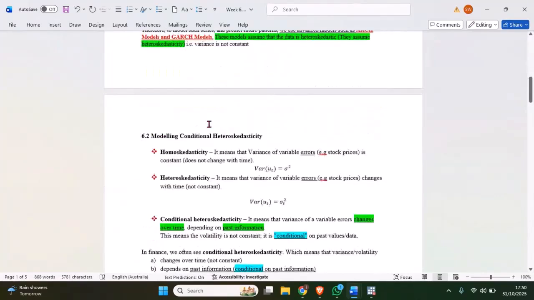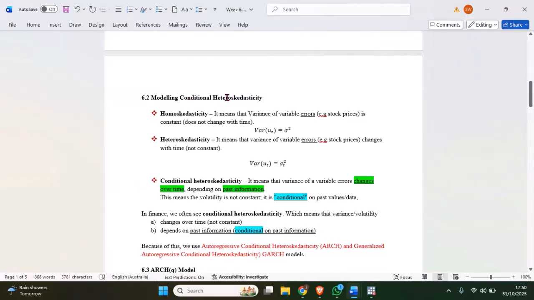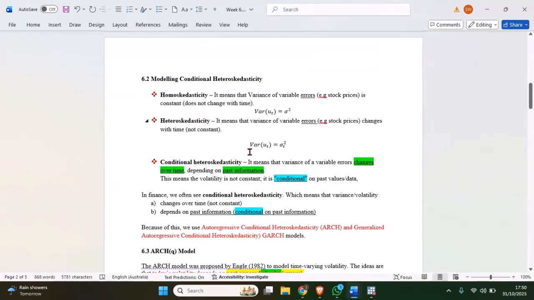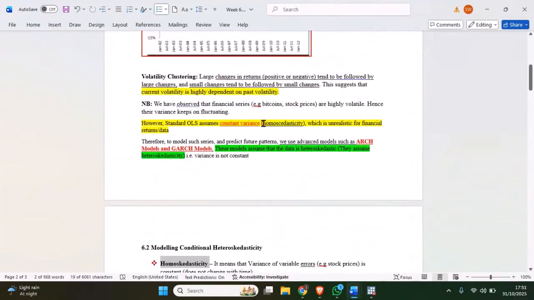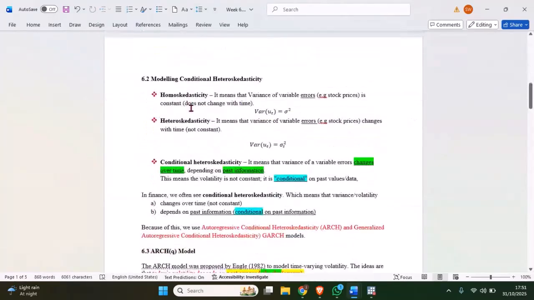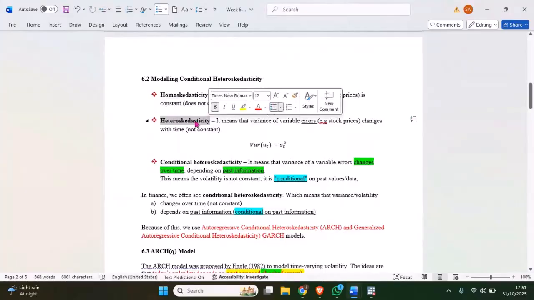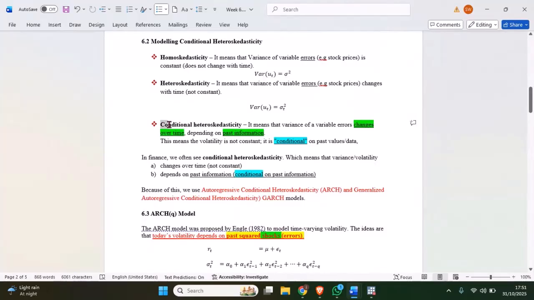So now, having understood the reason why we need to use the ARCH and GARCH models, we move to modeling conditional heteroskedasticity. There are three important terms that we need to understand. The first one is homoskedasticity. We have already come across it here. We are saying it is an assumption of OLS. Then you also need to understand what heteroskedasticity is. Heteroskedasticity is obviously the opposite of homoskedasticity.